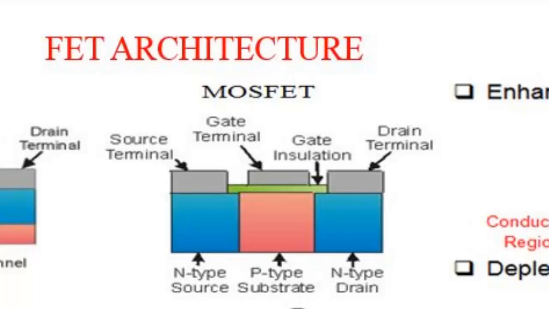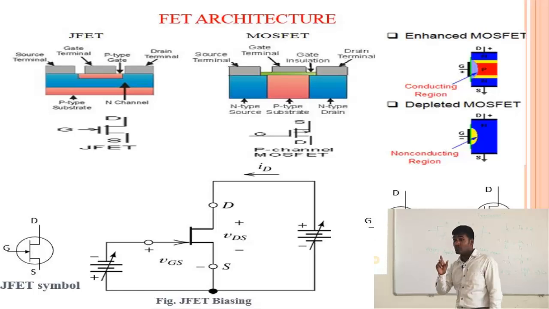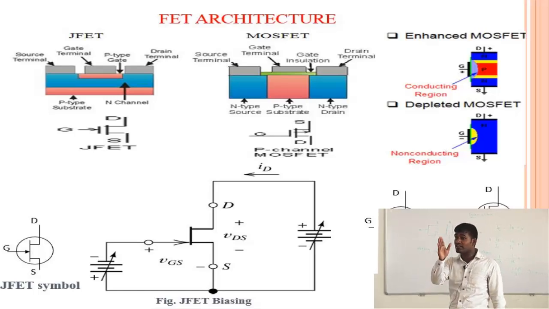One insulator material is there, known as silicon dioxide. All are similar to each other. This is the enhancement type, this is the depletion type. For depletion type, there are no conducting materials, but here a conducting region is there. Because in enhancement there is no channel, you have to create it and conduct through the channel.